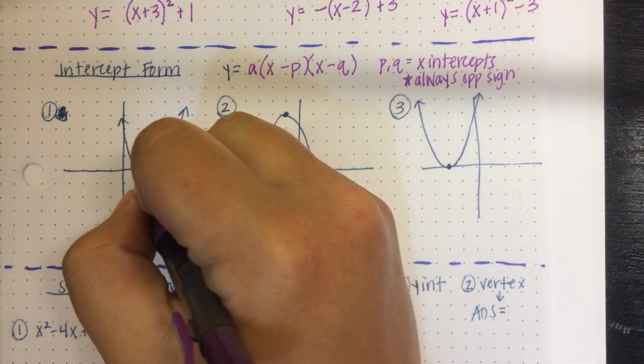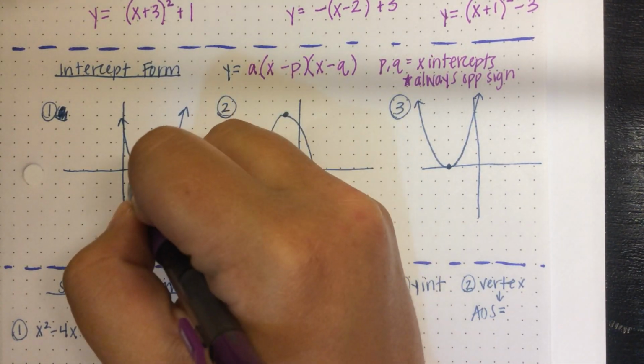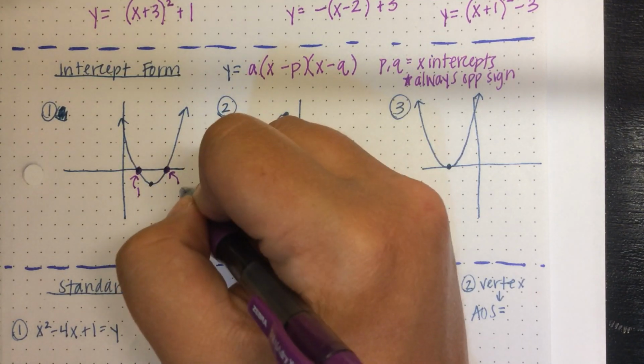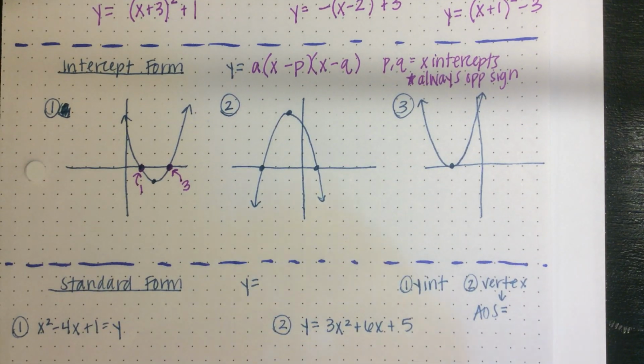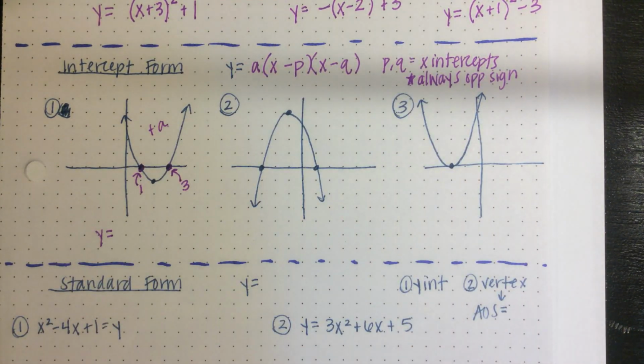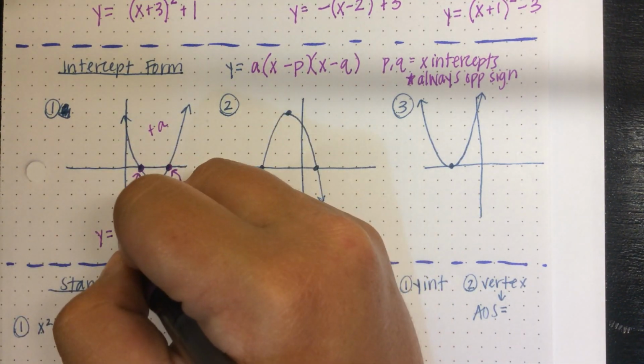Right, so for the first one, I have 2 x-intercepts. One of them is at (1, 0), and the other one is at (3, 0). So we're going to come down here to y equals. This one is a U, it opens up, so that tells me I have a positive a, so I don't have to put anything out front.